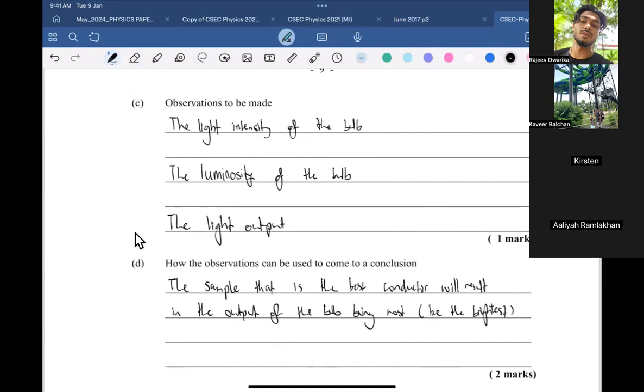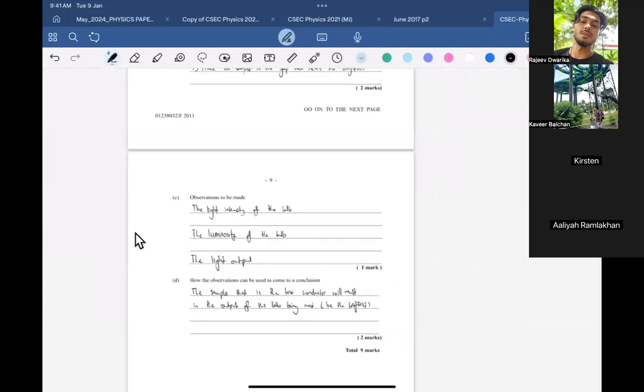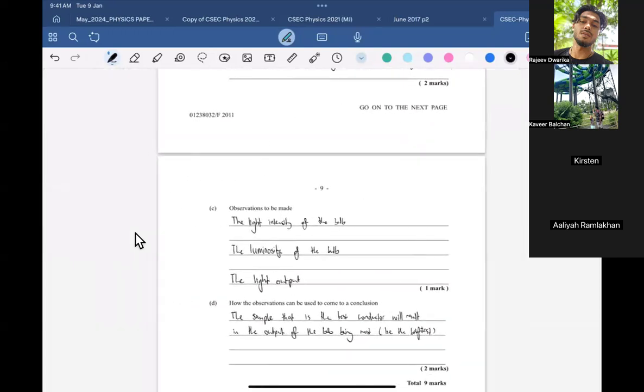Right. So the sample that is the best conductor will result in the output of the bulb being brightest, or the output of the bulb being the most. Right. So that's it for that. When you all have that copied down, we'll move on to a new topic.